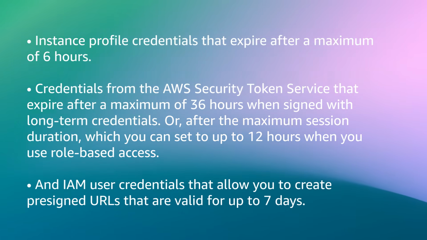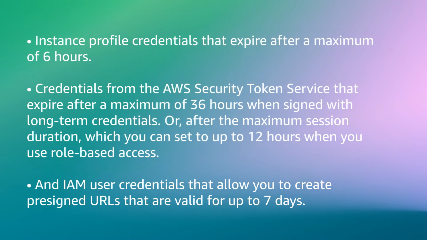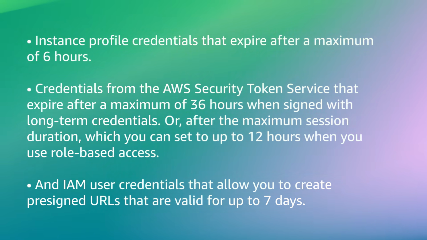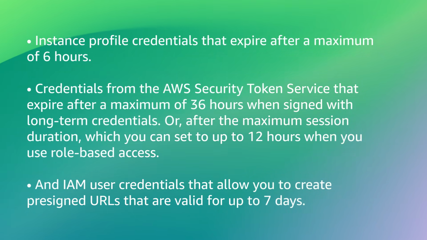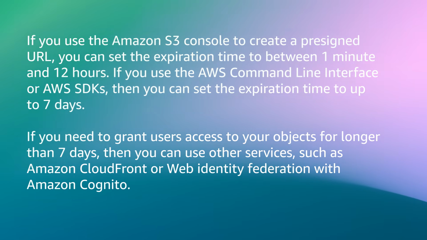The types of credentials that you can use to generate presigned URLs include instance profile credentials that expire after a maximum of 6 hours, credentials from the AWS Security Token Service that expire after a maximum of 36 hours when signed with long-term credentials, or after the maximum session duration, which you can set up to 12 hours when you use role-based access. And IAM user credentials that allow you to create presigned URLs that are valid for up to 7 days.